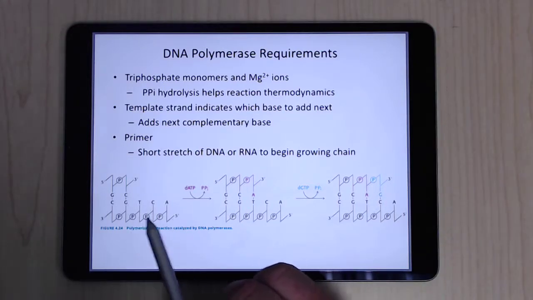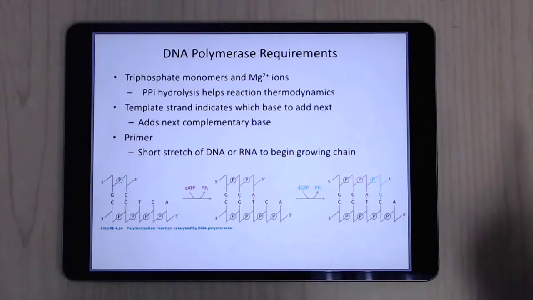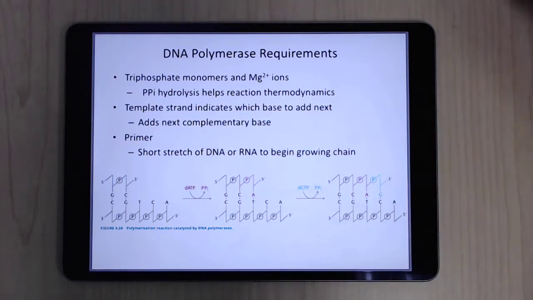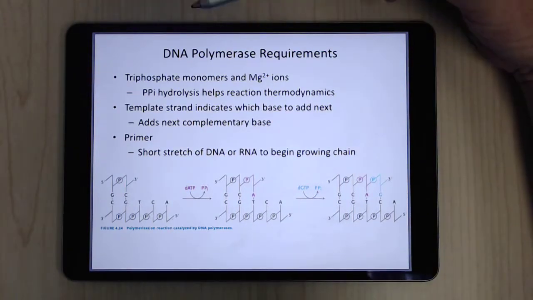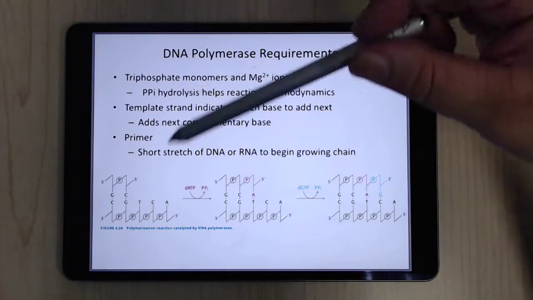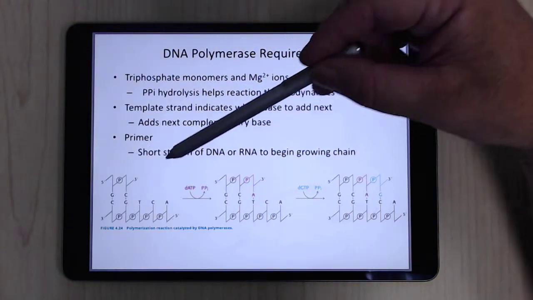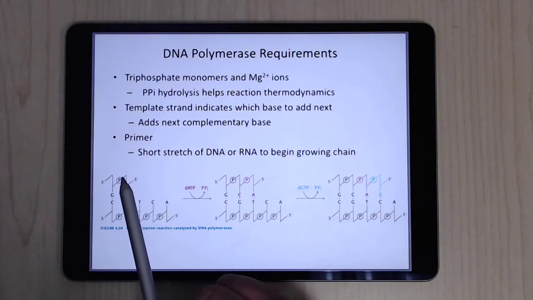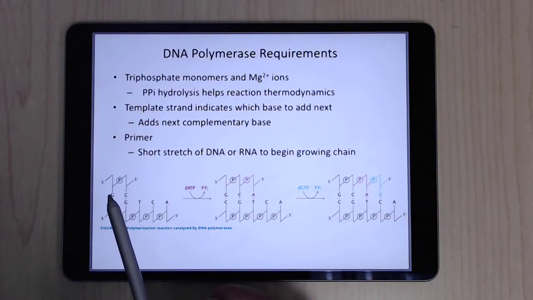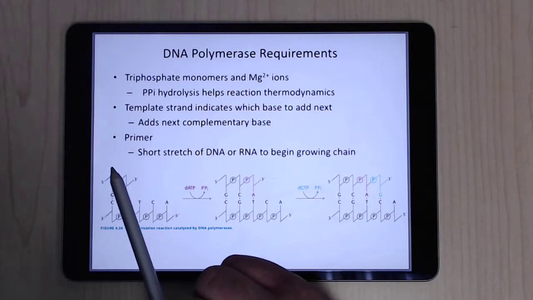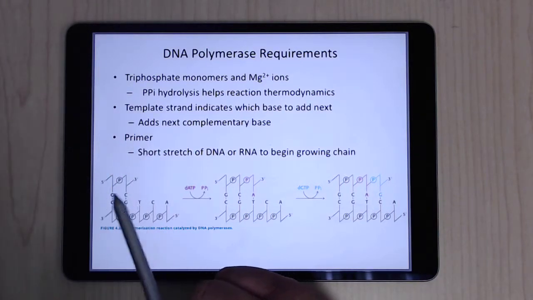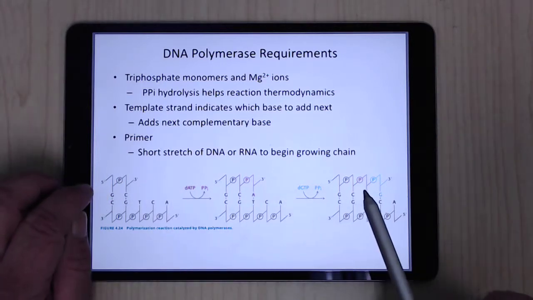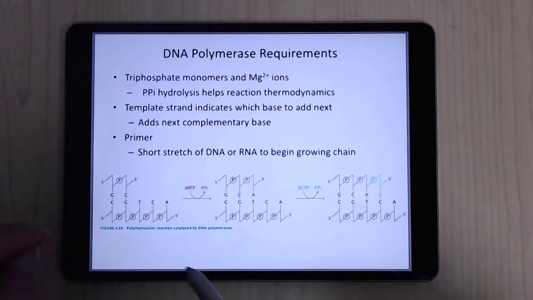Okay, so this strand here is going to tell you what gets added next. Okay, so you need to have the complementary base pair put in next. Now the thing is, the DNA polymerase can't start from scratch. It has to have a short stretch of either DNA or RNA. It has to have what's called a primer. So it can be a few DNA bases. I mean, technically it could be one, but you're going to need a couple of base pairs in here to be able to start it off, and then it can start adding on to it, but it can't start from scratch.